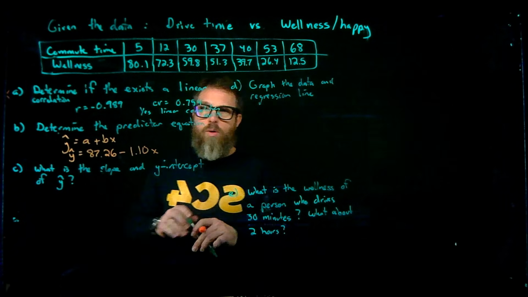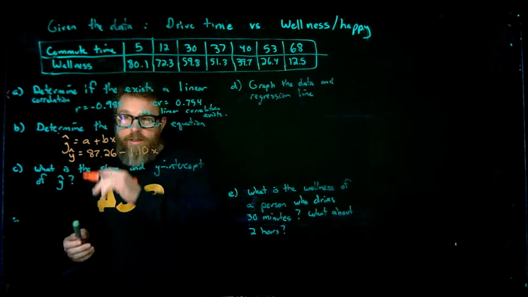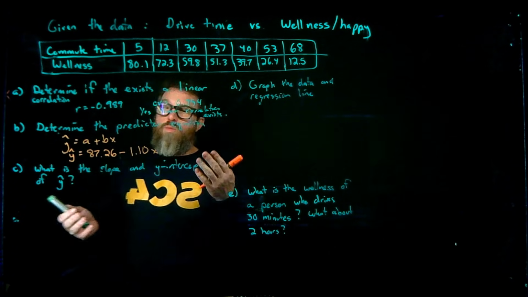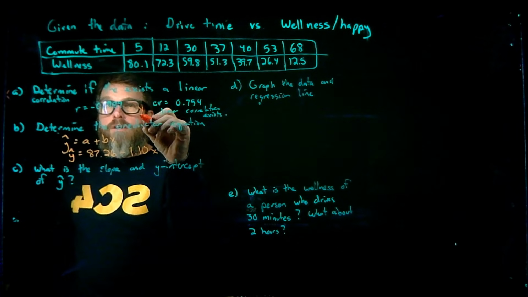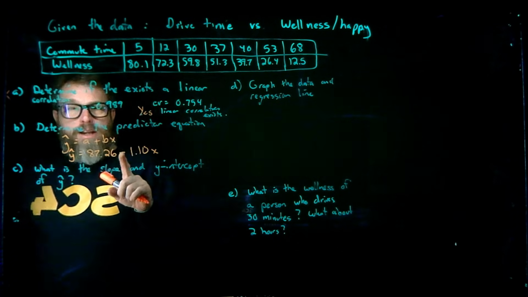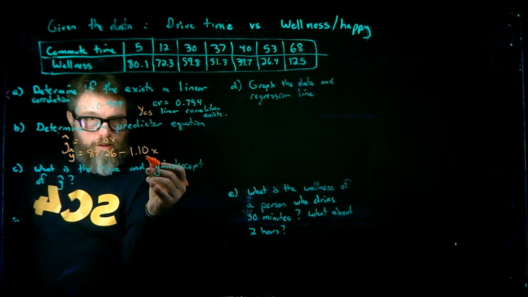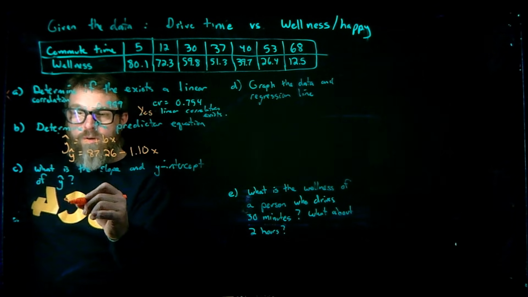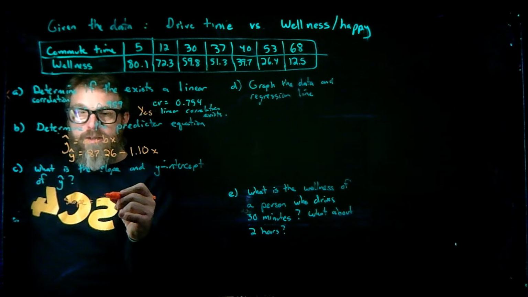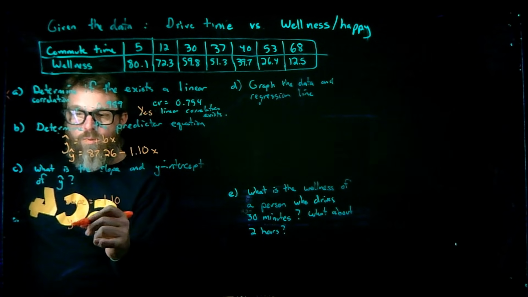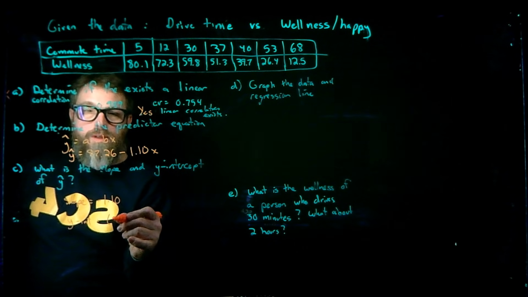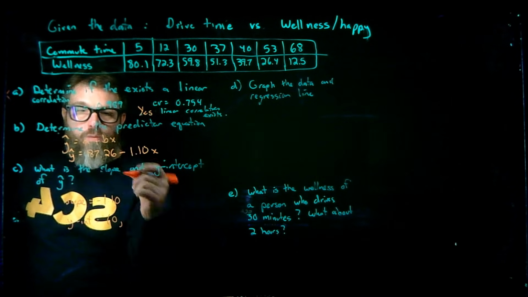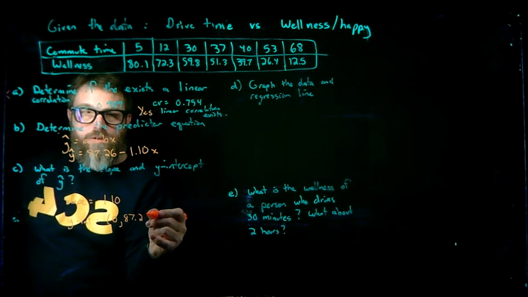All right, so now that I have my predictor equation, what I want to know is what is the slope and what is the y-intercept. I know that the slope is the coefficient in front of x, so our slope is going to be negative 1.10, and then the y-intercept, I'll write it as a point. We know that x is equal to 0, and then y is going to be equal to 87.26.